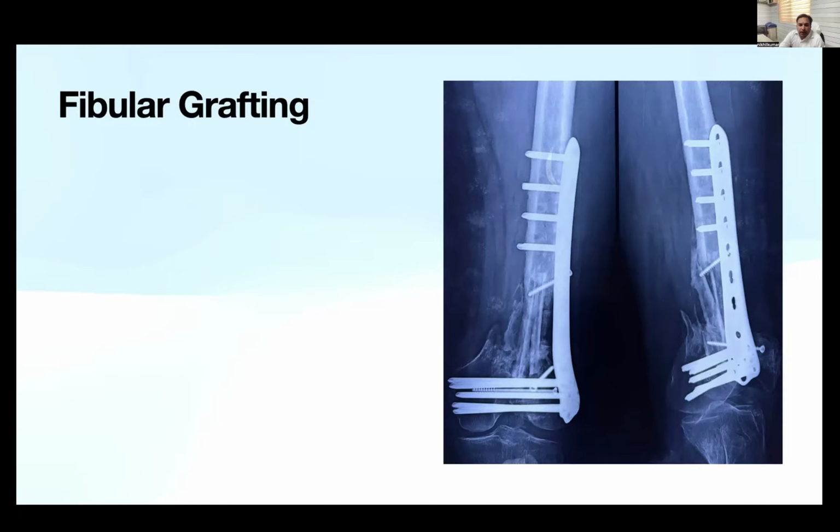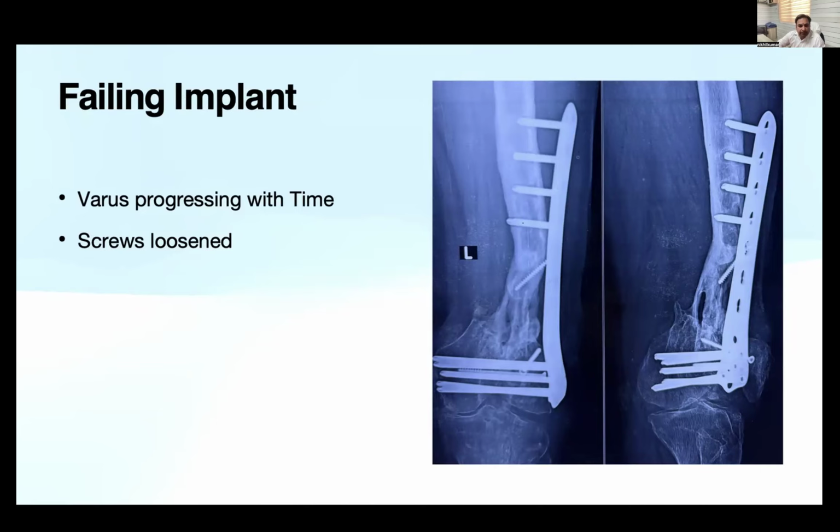Then varus was progressing further before bone union. The regenerate was pending, the implant was failing, and varus was progressing with time. Eventually, during 2023 or 2024, a fracture occurred at the proximal end of this fibula strut.